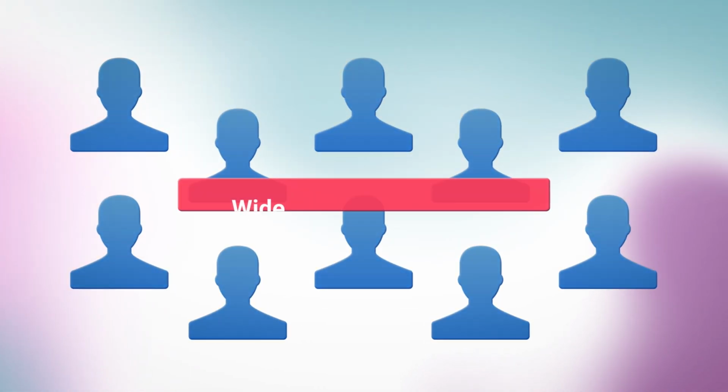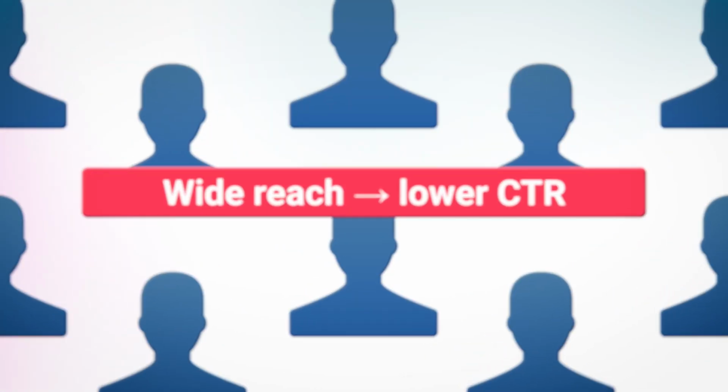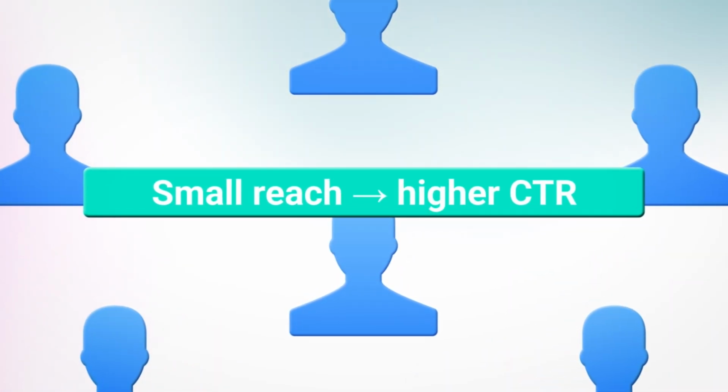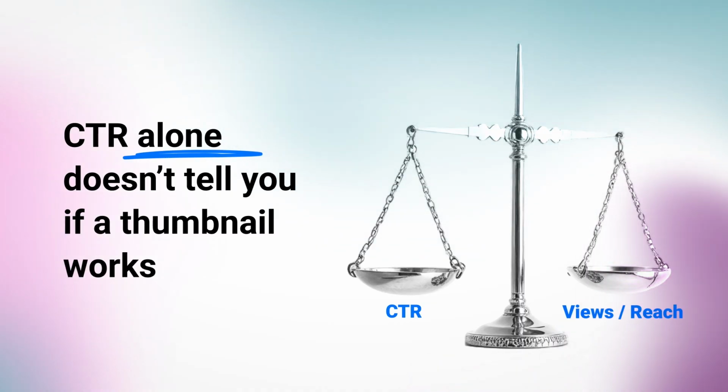When YouTube shows a video to tons of people, a big percentage won't be interested. It got a lower CTR because fewer people clicked out of everyone who saw it. When YouTube only shows a video to a few people, a much bigger percentage will be interested and click. You get a higher CTR because YouTube is only showing it to subscribers and loyal fans who click at higher rates. But even with lower CTRs, more views. That's why CTR alone doesn't tell you if a thumbnail works.